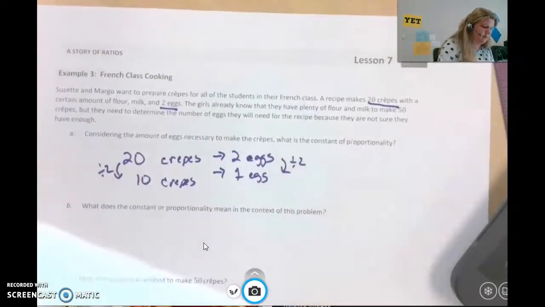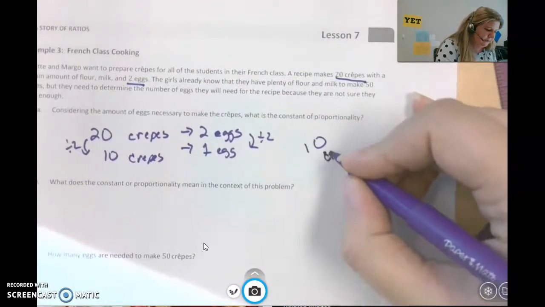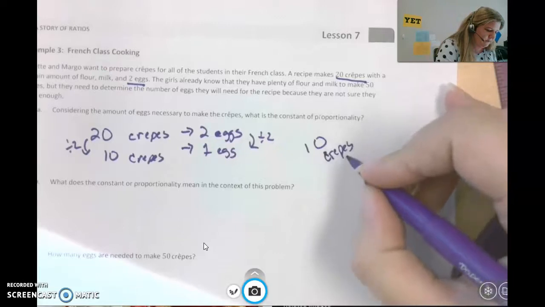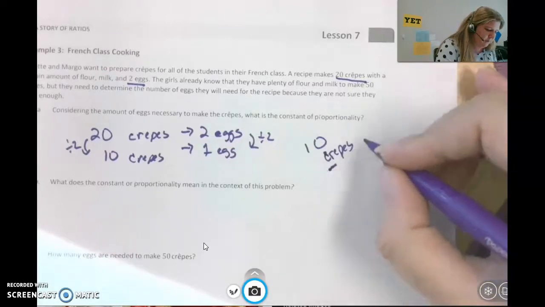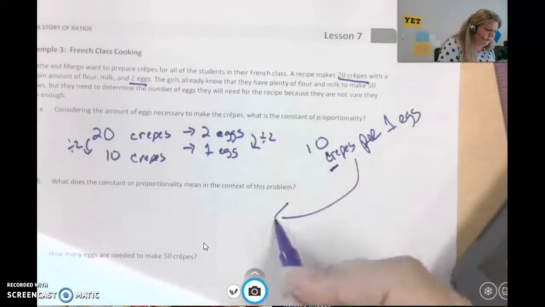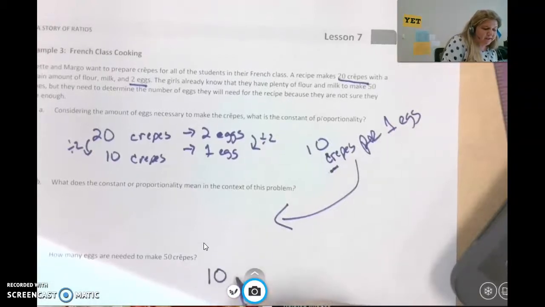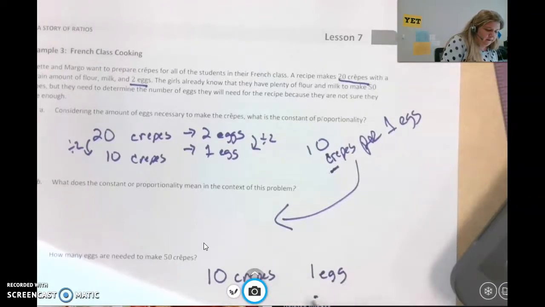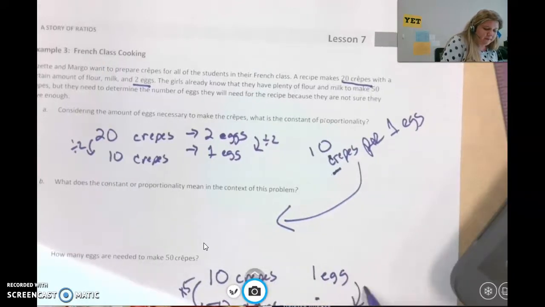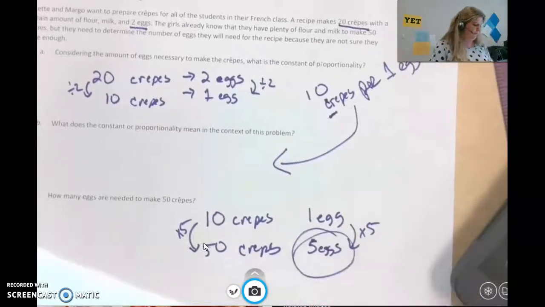What is the constant of proportionality? So we just figured out that I get 10 crepes per 1 egg. There's my constant of proportionality. There we go. How many eggs for 50 crepes? Well, if it takes 10 crepes from 1 egg, then 50 crepes is times 5. So that would be times 5. And I would need 5 eggs. Final answer.